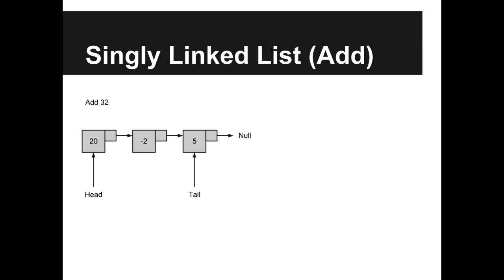Now let's say that we want to add 32 to the back of our linked list. In order to do that, first we have to create a node with data 32 in it, and we should look at the tail of our linked list because we want to put our node at the end of our linked list. Tail is pointing at 5.